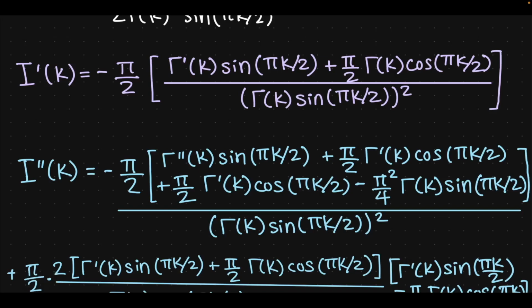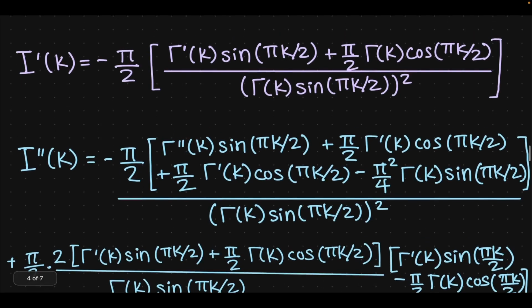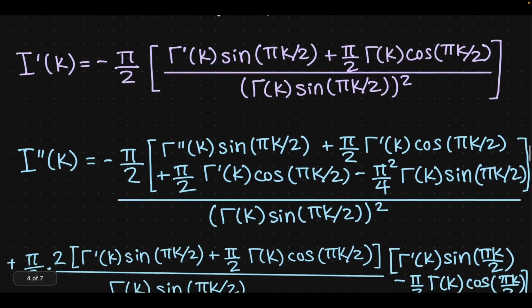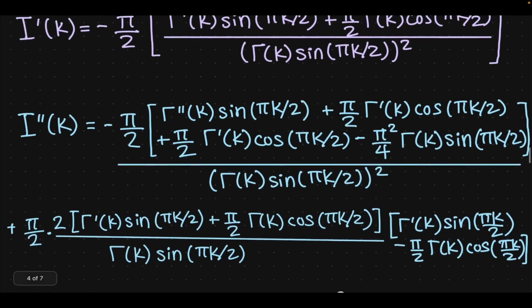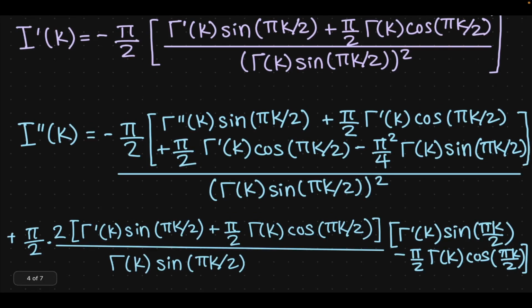So for the second derivative, I'm going to actually use a product rule. So what I'm going to do is look at this I prime of k as the numerator times 1 over this factor, which is gamma of k sine of pi k over 2 quantity squared. That helps me get rid of those extra factors that might be lying around that you would get by using the quotient rule. So the product rule is a better strategy here.